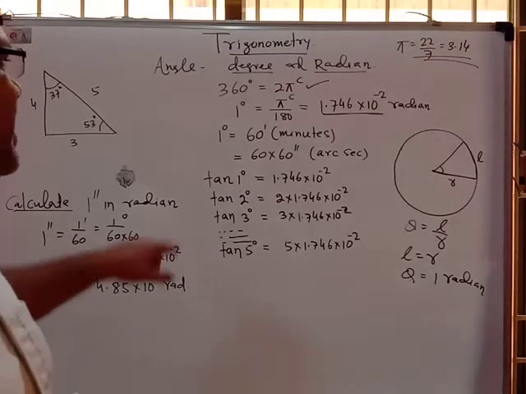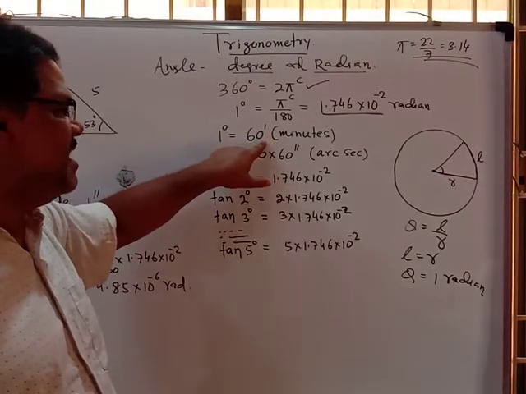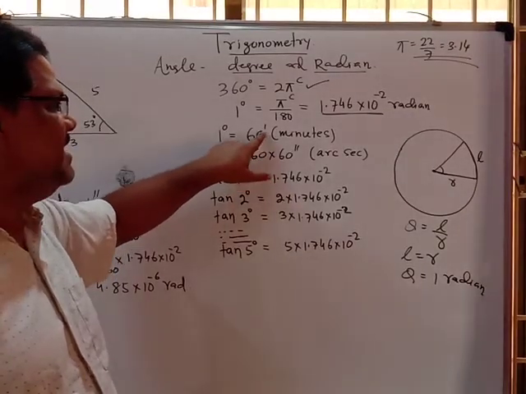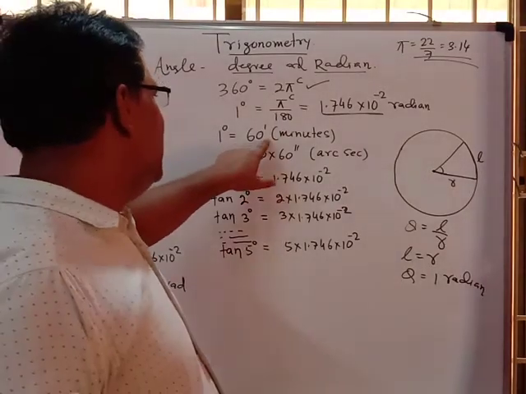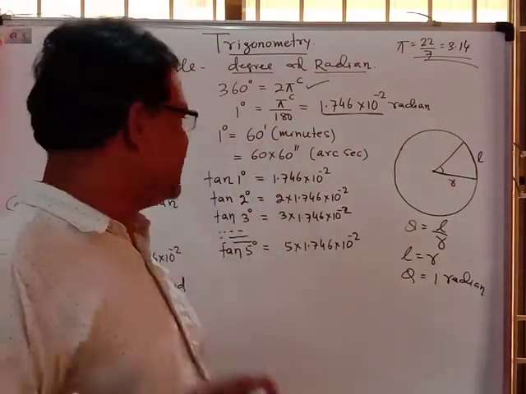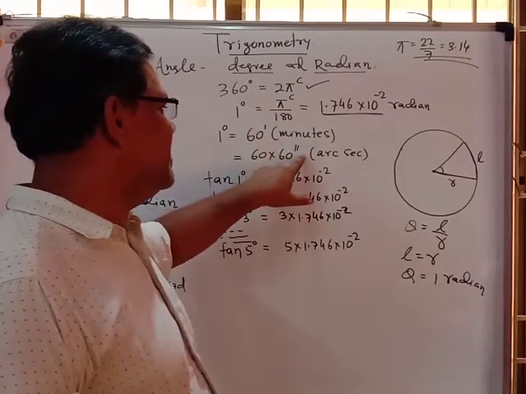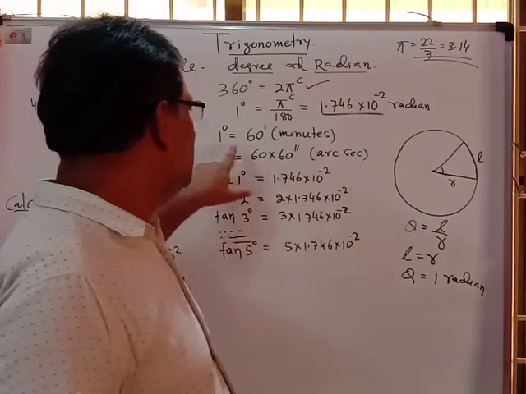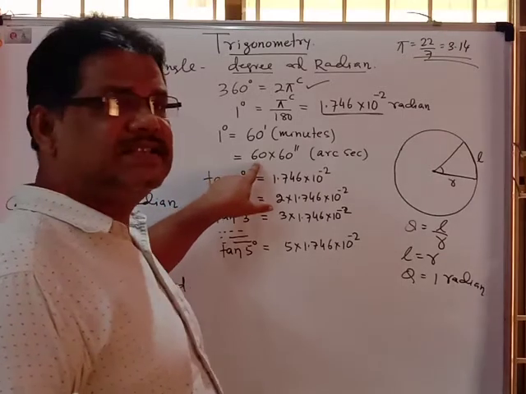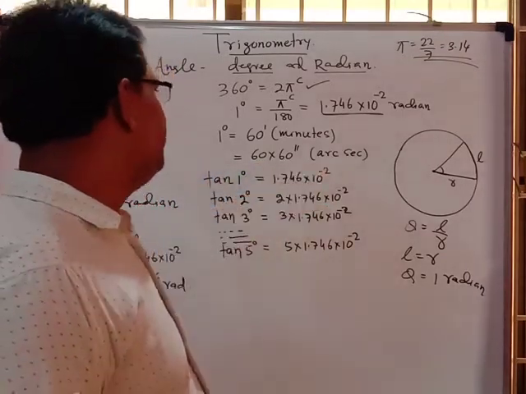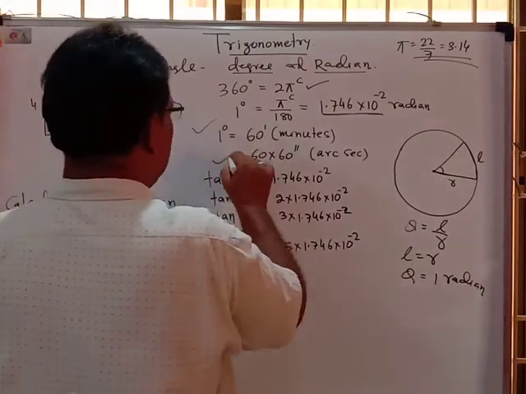And similarly, 1 degree, you know, is equal to 60 minute. Minute means arc minute. 60 minute, that is the arc minute. I am not talking about the time minute. 60 minute, and 1 minute equals 60 second. So what is 60 minute? 60 minute will be equal to 60 into 60 second. That is the arc second. So 1 degree equals 60 minute, that is equal to 3600 second.